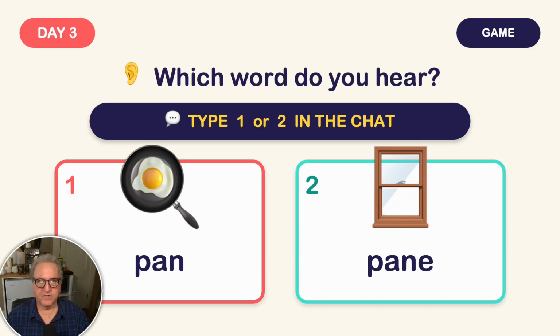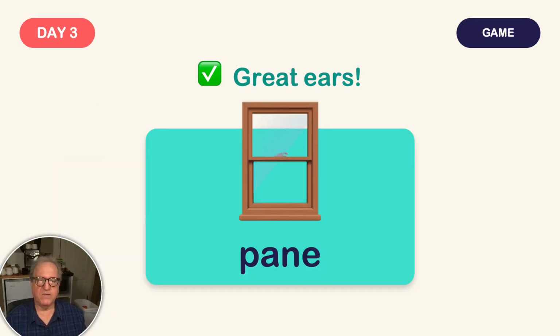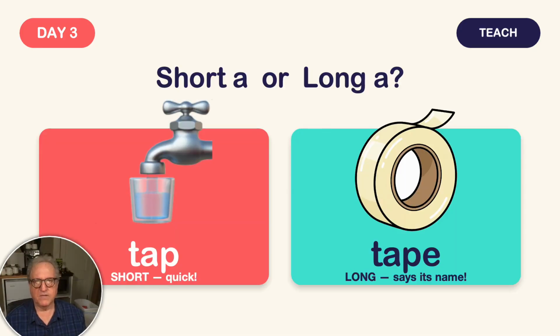Okay, so listen and choose. I'll say one of these two words. Which do you hear? Number one or number two? Here it comes. Here's the word one time. Pane. Is that one or two? Type your answer. Good. And the word we said was pane. The long one, like a window pane. Say it with me. Pane. Wonderful. This is the last pair.